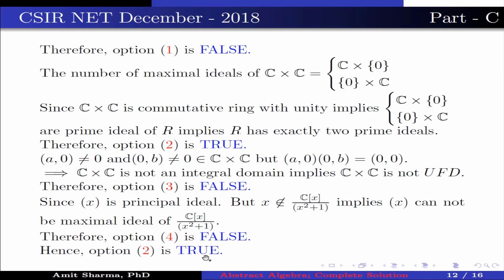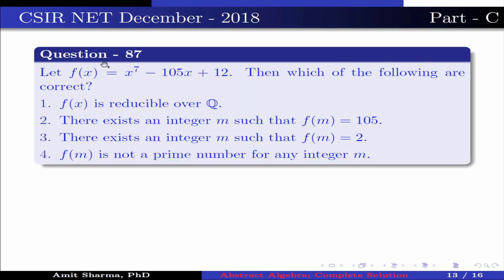Hence, option 2 is true. Question number 87. Let f of x equal to x to the power 7 minus 105x plus 12. Then which of the following are correct?